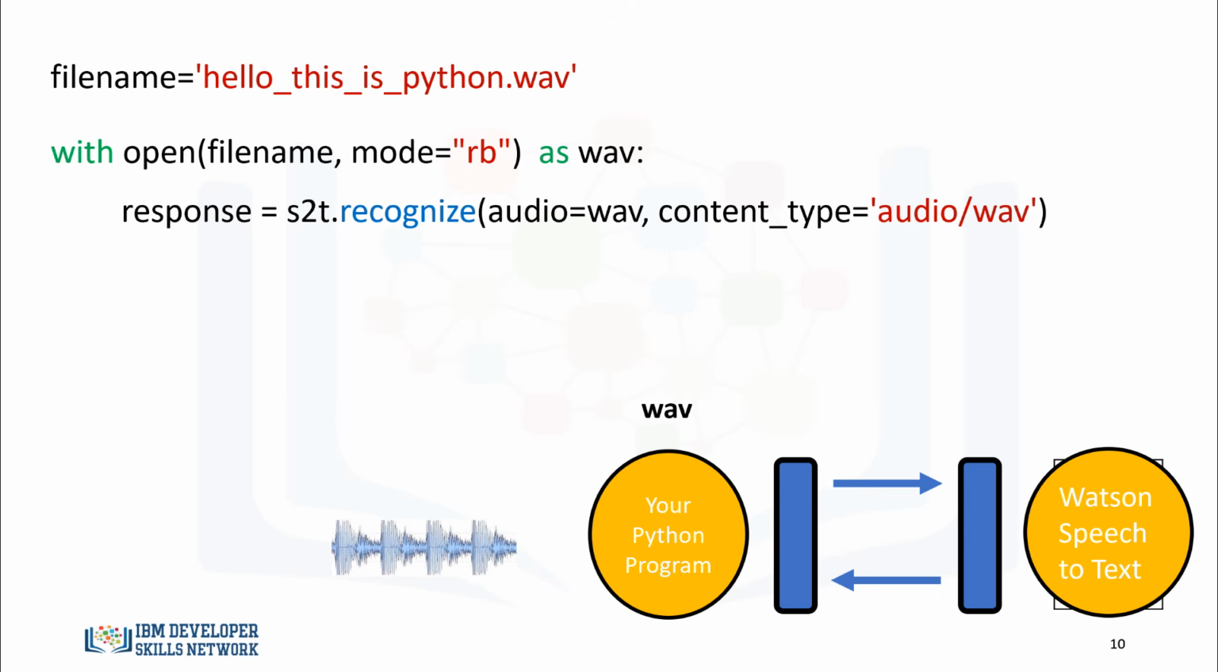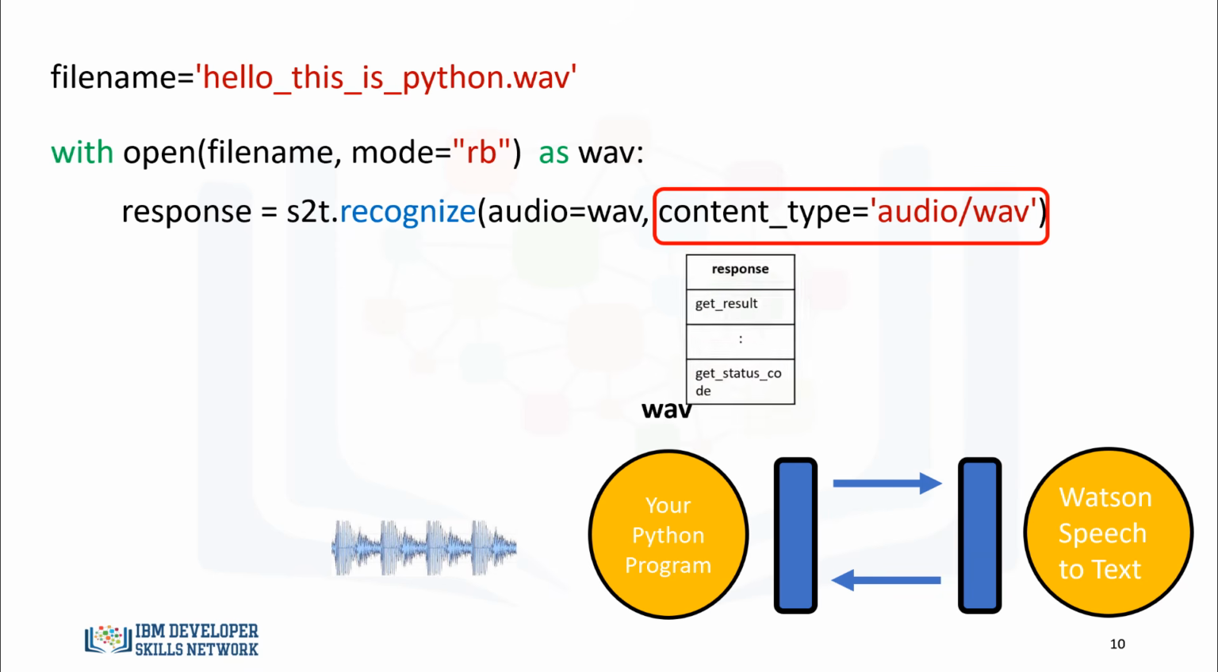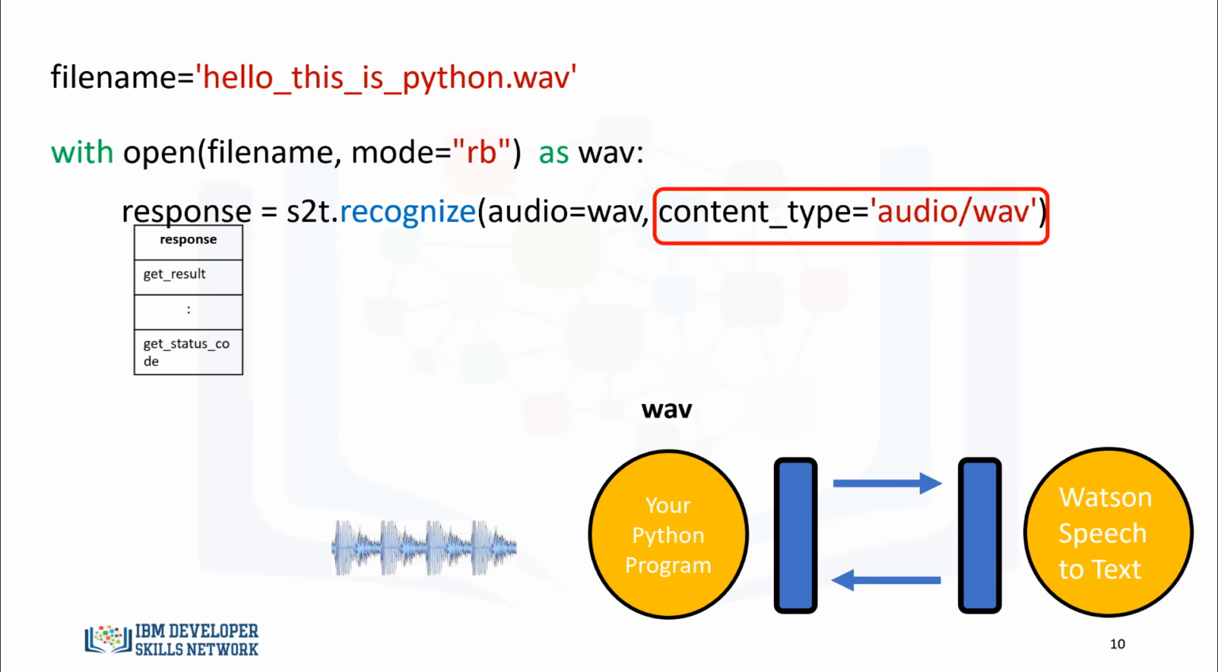We use the method recognize from the speech-to-text adapter object. This basically sends the audio file to the Watson speech-to-text service. The parameter audio is the file object. The content type is the audio file format. The service sends a response stored in the object response.